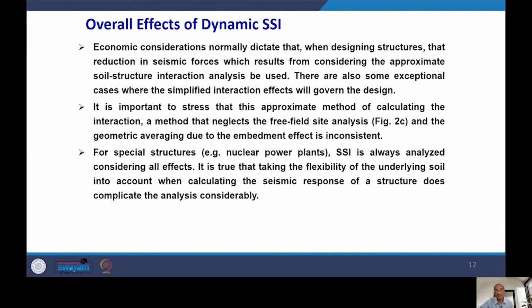Further, it is important to stress that this approximate method of calculating the interaction, a method that neglects the free field site analysis and the geometric averaging due to the embedment effect, is inconsistent. For special structures, for example nuclear power plants, SSI is always analyzed considering all effects. It is therefore true that taking the flexibility of the underlying soil into account when calculating the seismic response of a structure does complicate the analysis considerably. So when you consider the flexibility of the underlying soil, the seismic response will be complicated. Okay, so this was the overall effect of dynamic SSI.